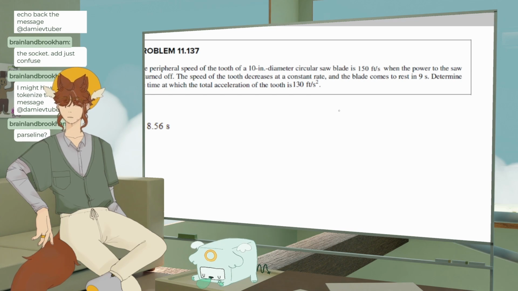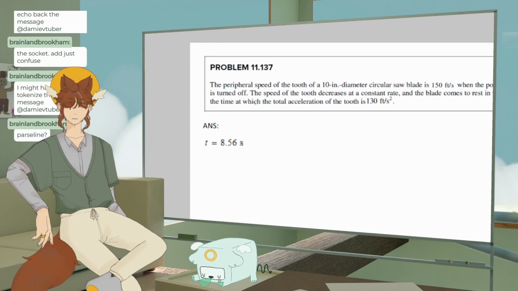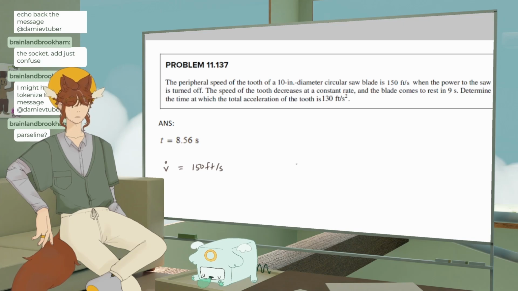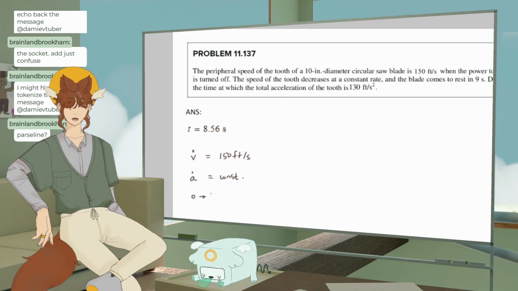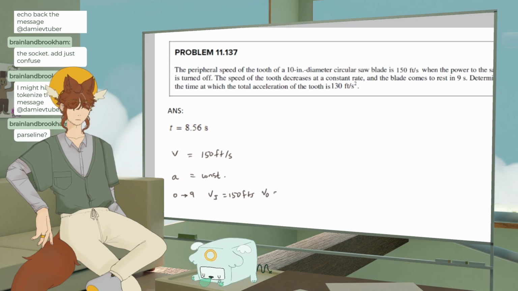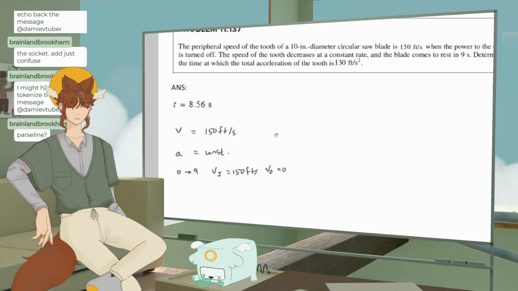Okay, the peripheral speed of a 10-inch diameter. Okay, so we got some things going on here. Peripheral speed, I want to say that's probably v equals 150 feet per second. When the power of the saw is turned off, the speed of the tooth decreases at a constant rate, so acceleration is constant. And the blade comes to rest in 9 seconds. So from 0 to 9, our V initial equals 150. Wait, did I just do that? That should be V, I guess. That should be A. And then V0 equals 0. Determine the time at which the total acceleration of the tooth is 130 feet per second squared.